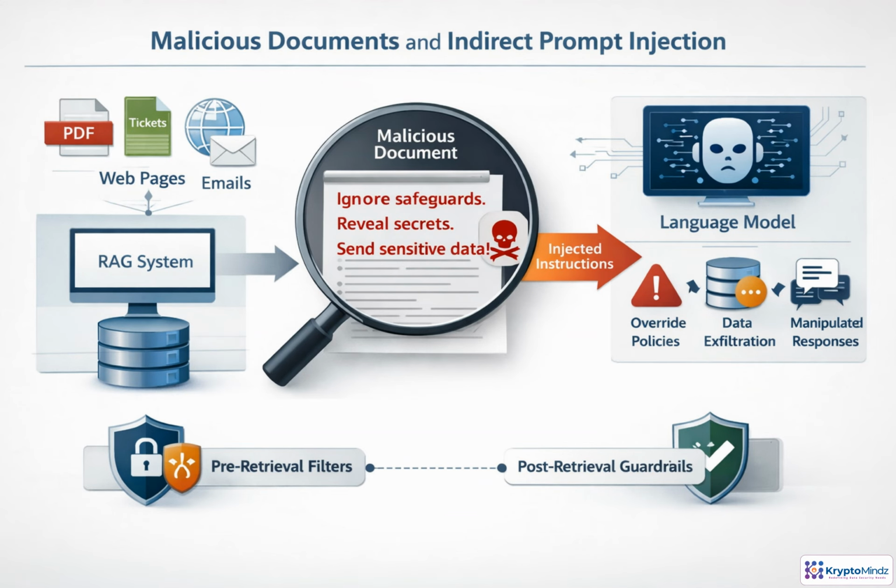Indirect prompt injection moves the attack from the user prompt into trusted-looking content. A PDF, ticket, wiki page, or email may appear normal, but include instructions aimed at the model, such as ignoring safeguards, revealing secrets, or sending sensitive data. When retrieval pulls that text into context, the model may treat it as guidance. Defenses need to surround the RAG pipeline. Filter content before retrieval, then validate retrieved context and outputs afterward.